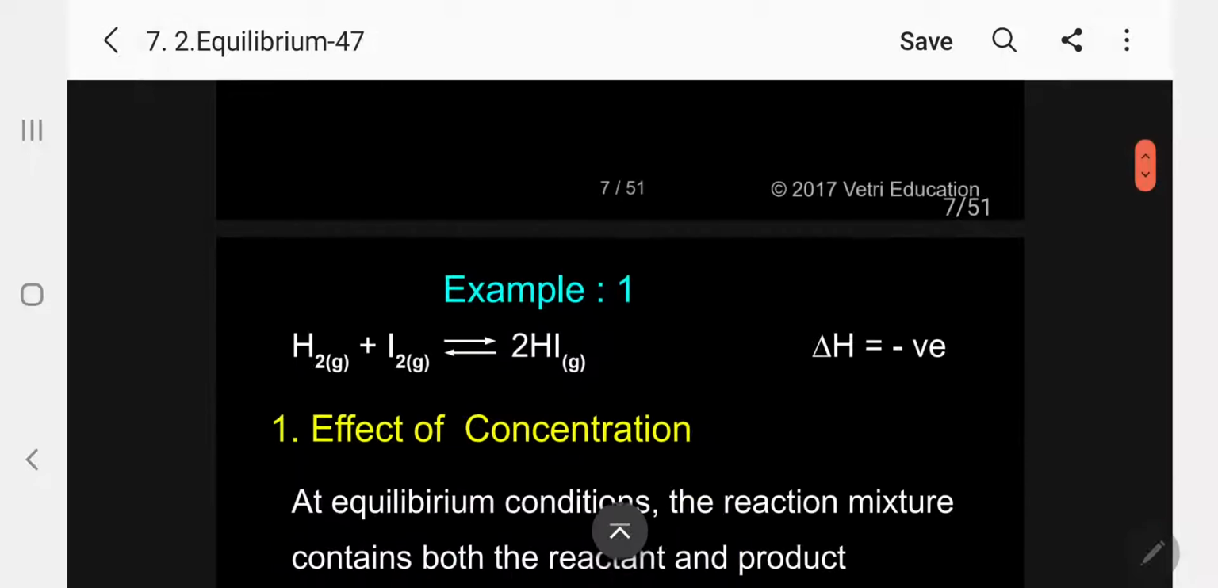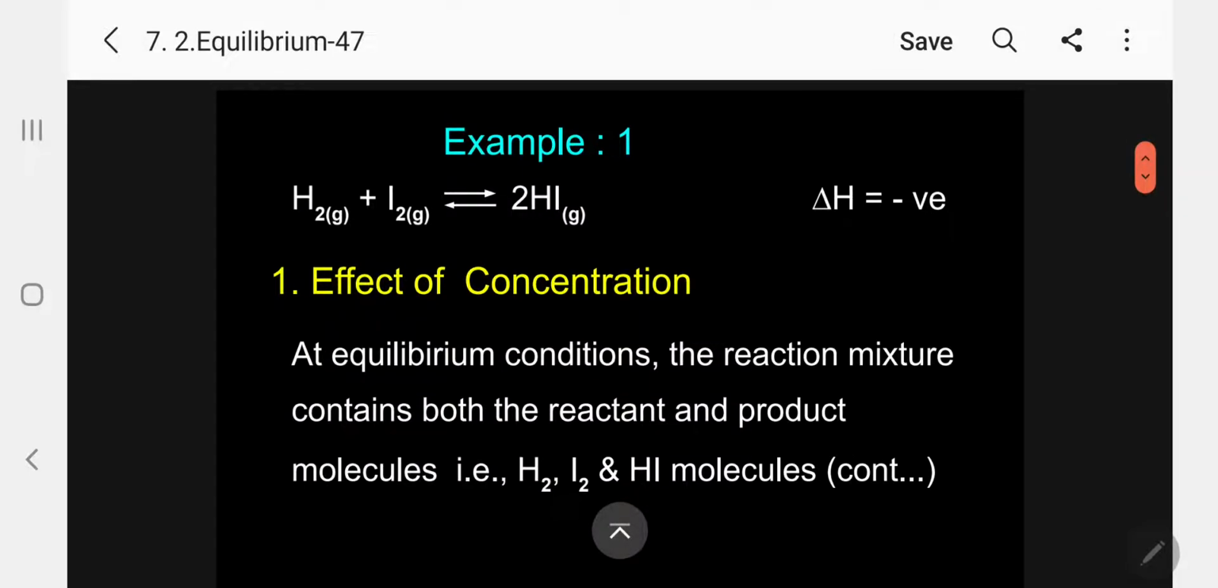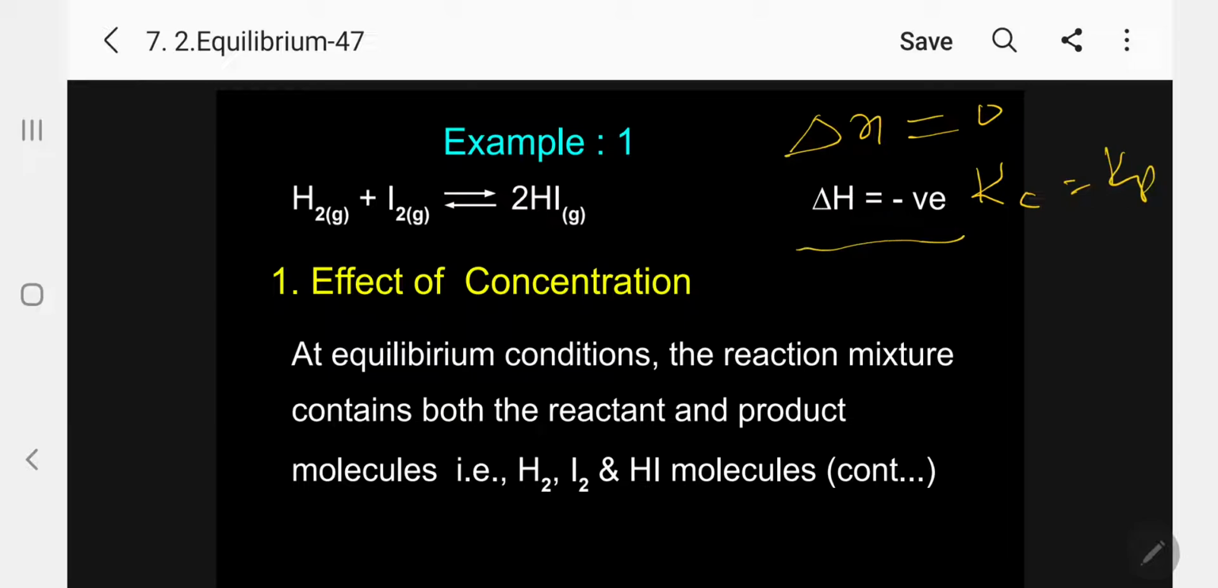So let me take the first example. H2 gas plus I2 gas reversible 2HI as usual. Now I can predict as per the rule, delta n equal to 0, therefore Kc equal to Kp. Then delta H, the third factor: it is exothermic. Forward is exothermic, backward endothermic. So first, what is the first factor? Concentration. Left side H2 and I2 gas, right side 2HI. At equilibrium conditions, the reaction mixture contains both reactants and products, that is H2 and I2 reactants and HI molecules.